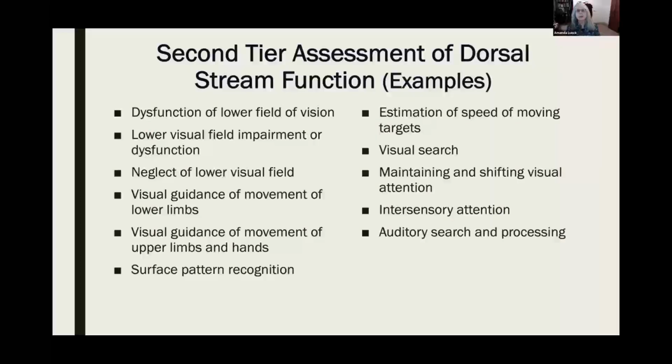Some second-tier assessments for dorsal stream would be dysfunction of the lower visual field impairment, or dysfunction, neglect of the lower visual field, visual guidance of movement of the lower limbs, visual guidance of movement of the upper limbs and hands, surface pattern recognition, estimation of the speed of moving targets, visual search, maintaining and shifting visual attention, intersensory attention, and auditory search and processing.